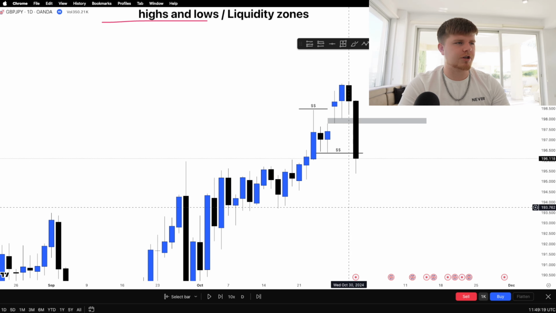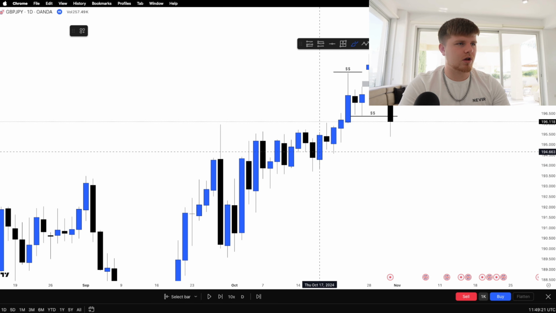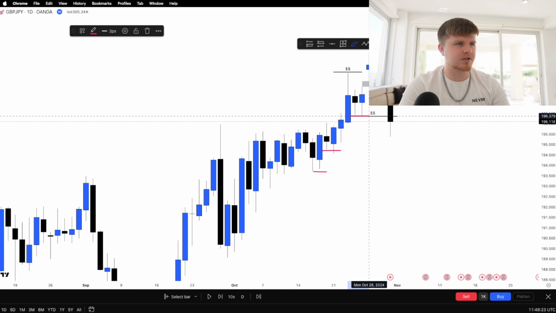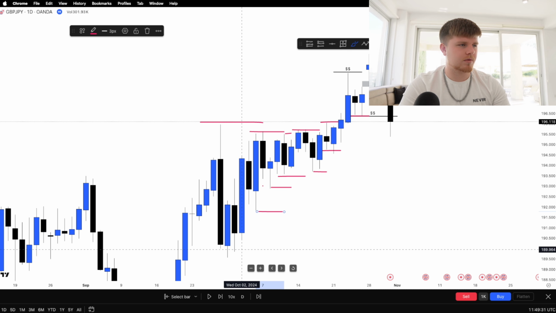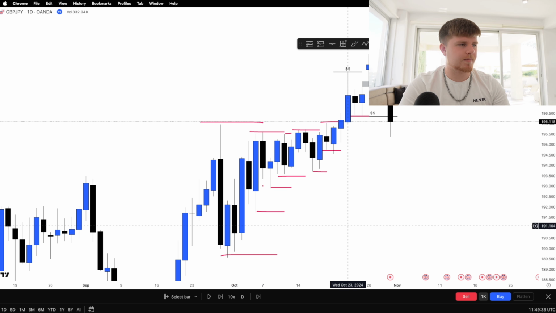Every single retracement, like this is a low, this is a low, this is a low, this is a high, this is a high, this is a high, and this is a high, this is a high, this is a low, this is a low, this is a low. Got a low here as well.